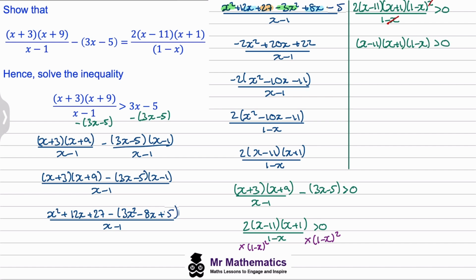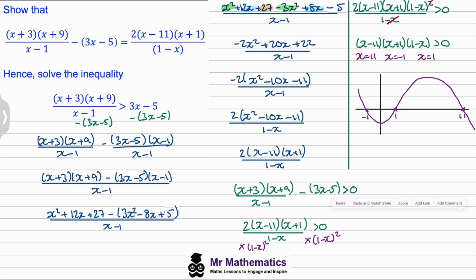So our roots will be x equals 11, x equals negative 1, and x equals positive 1. So I'll sketch it as a graph. So we get something like this. And in our inequality, we know it's greater than 0. So we're looking at the parts of the curve that are above the x-axis. So our solution then is that x must be less than negative 1, and x must be less than 11 but greater than positive 1.